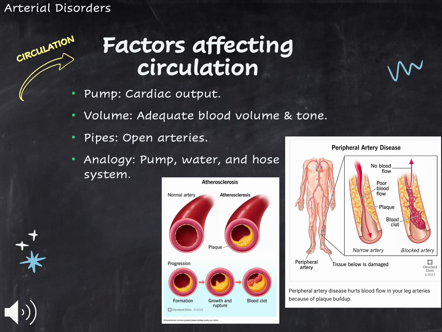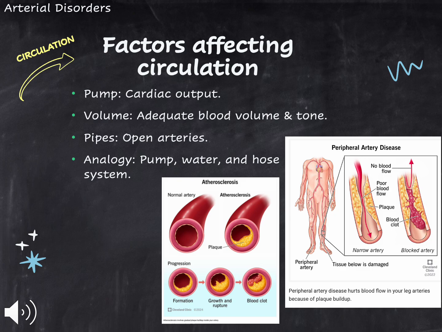In every patient, blood flow depends on three main components: the pump, the volume, and the pipes. First, we need an effective cardiac pump. The heart must generate enough force to push blood forward through the vessels. Even if arteries are wide open, a weak heart, like in heart failure, can't provide adequate perfusion. So, no matter how healthy the arteries look, if the pump is failing, tissues won't get enough oxygenated blood.